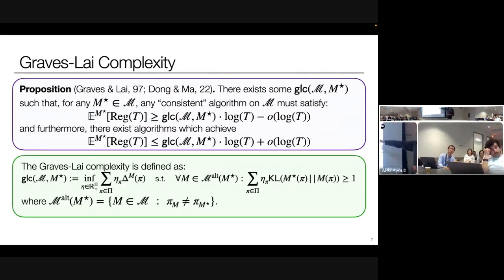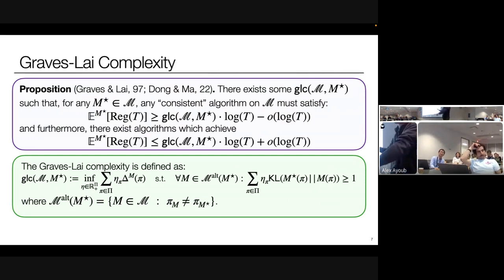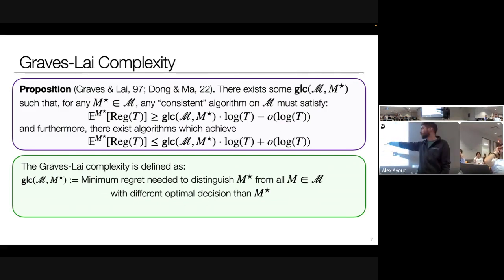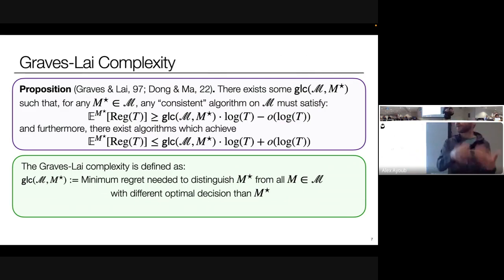Okay, here's the mathematical definition of it. It's not too important that we fully understand the mathematical definition, but the intuition behind it is the following. It's an optimization problem, and you're optimizing over allocation of data, the number of pulls you're allocating to each decision. What you're doing is trying to minimize regret such that you can eliminate instances with different optimal decisions. So in words, the GLC constant is the minimum regret needed to distinguish M star from every model in my model class that has a different optimal decision. And this is pretty intuitive, because if you want to do the right thing on M star, you need to show that the other decisions are not optimal, which is equivalent to eliminating these instances with different optimal decisions.